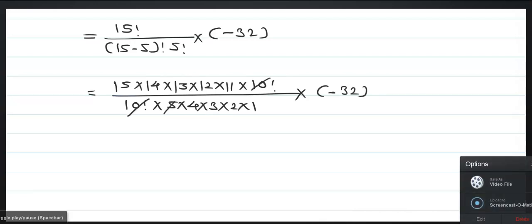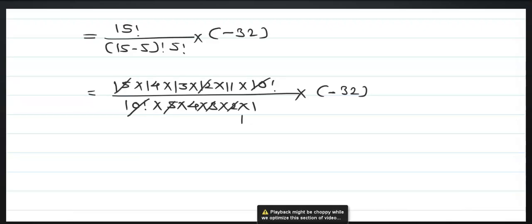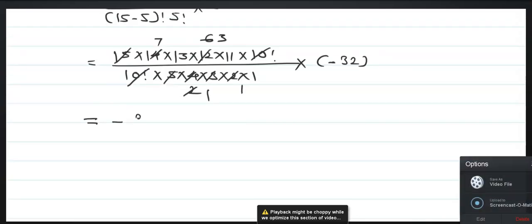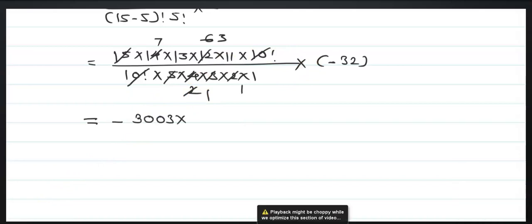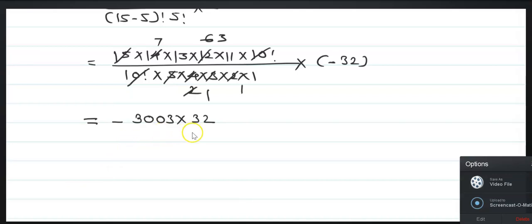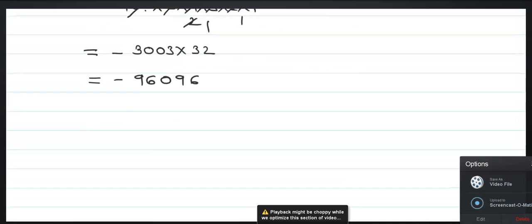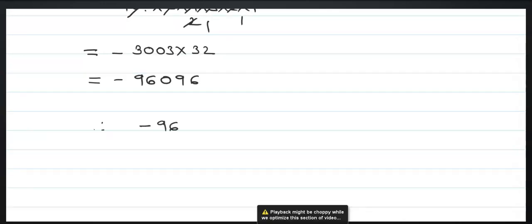These two terms get cancelled. Now see these cancellations. You can cancel or make the calculation on your own also, but the answer must be this. That is minus 3003 into 32, that is equal to minus 96,096. This is the constant term.